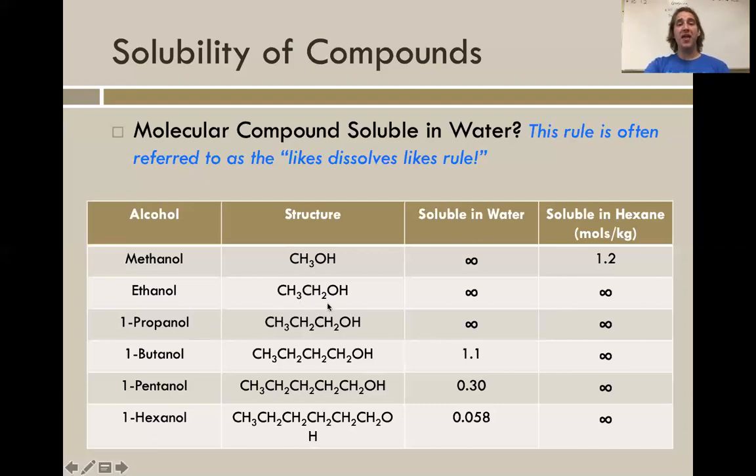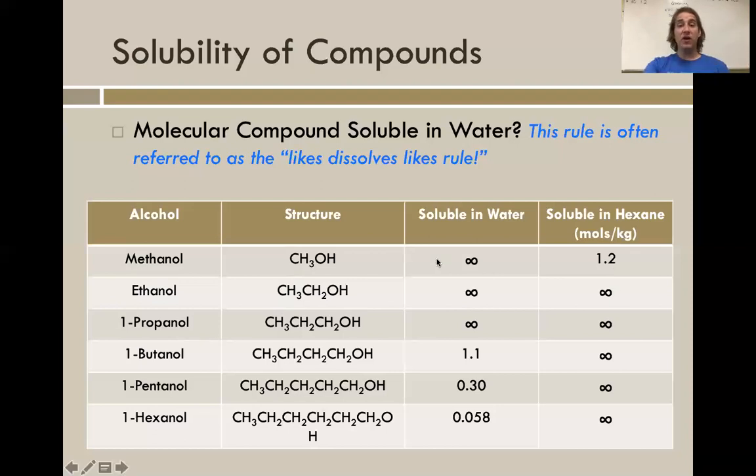So here on our second one, ethanol, we've got a CH3 and a CH2. Well, that CH3, CH2 end is non-polar. Just the end with the hydroxyl group is polar. Because it still has that polar end, it's still soluble in water, but now because it also has that non-polar end, it also dissolves in the non-polar hexane.